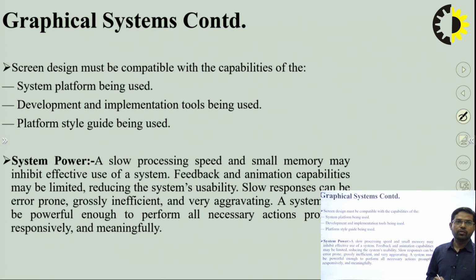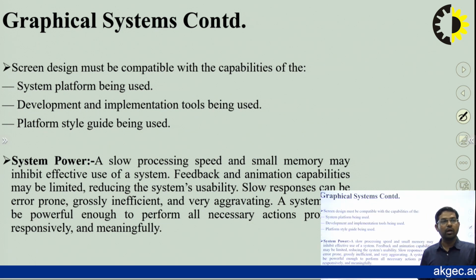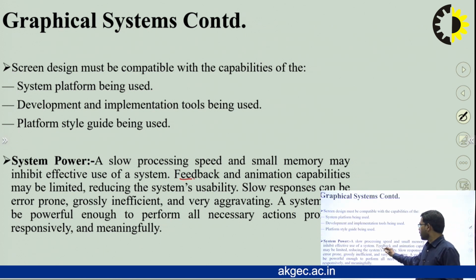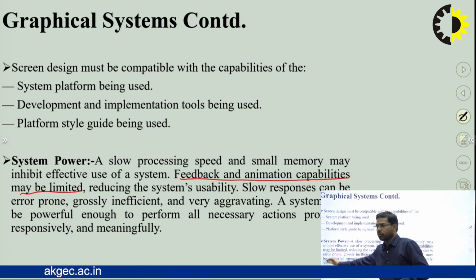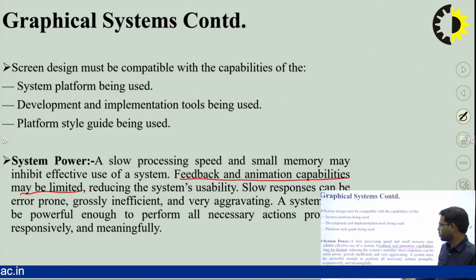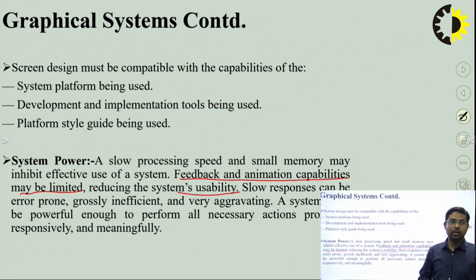If we use slow processing speed and small memory, it already affects the system and inhibits effective use of the system. Feedback and animation capabilities may be limited. That is also something we have to know, as it reduces system usability. We already know that usability means how usable the interface design is for the particular user. Slow response can be error prone, grossly inefficient, and very aggravating.